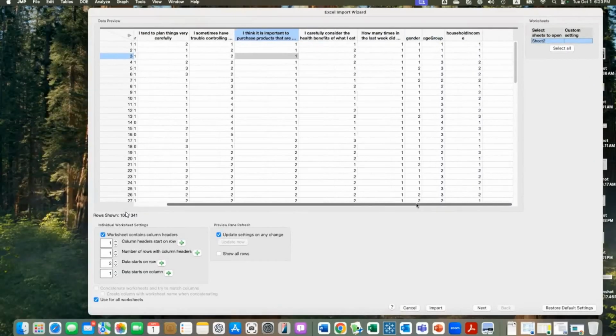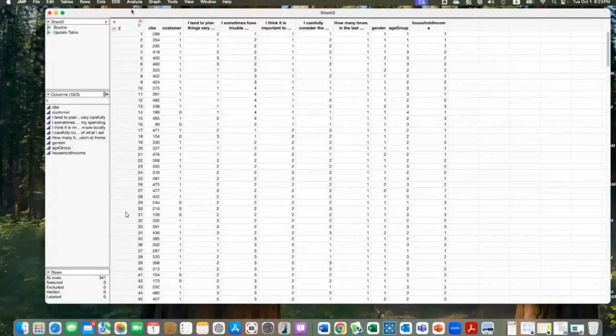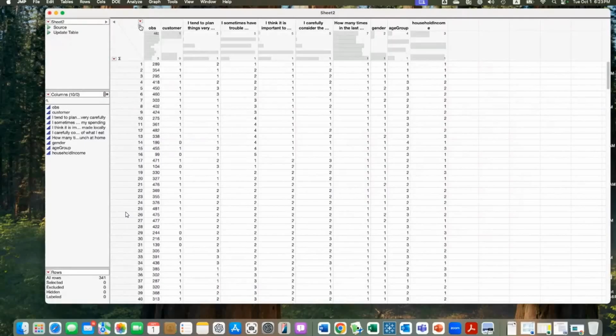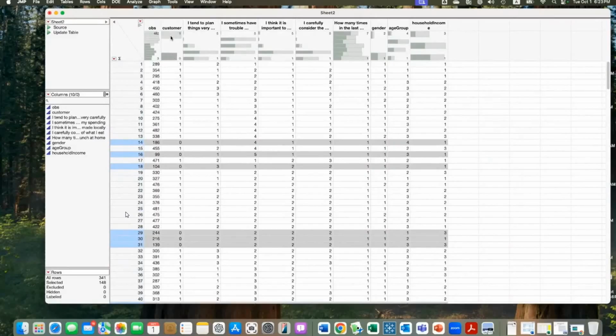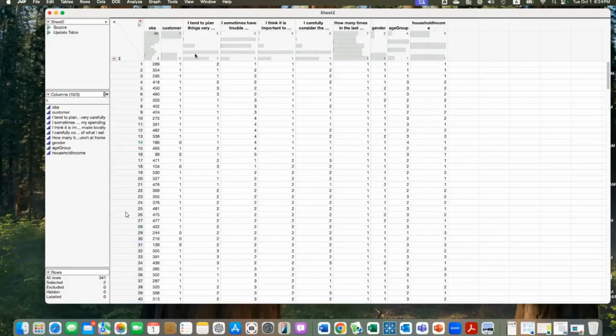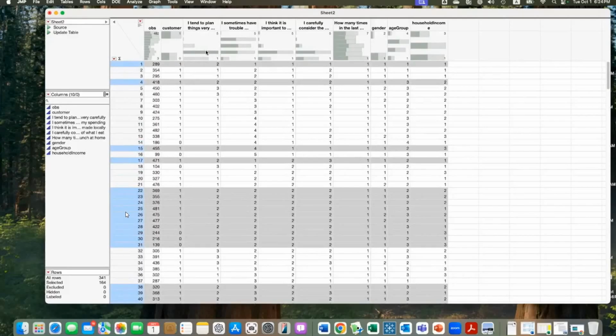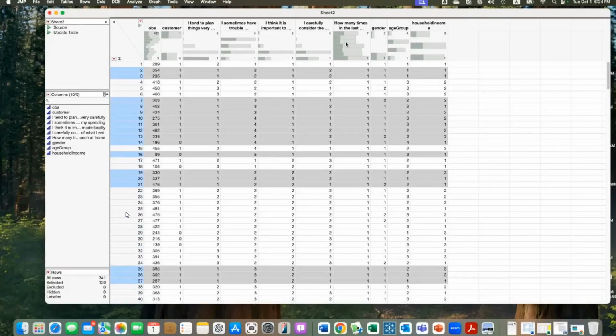Yeah, it looks like everything is fine, so I'm just going to import. Here you click Analyze. Let's look at the data first. In JMP, you can get some statistics or visualization of each variable. To have visualization, you click this histogram, and you can see current customer, not current customer, 1 or 0. And there's a distribution of "I tend to plan things very carefully." Here you can see most people answer 4 and then 5.